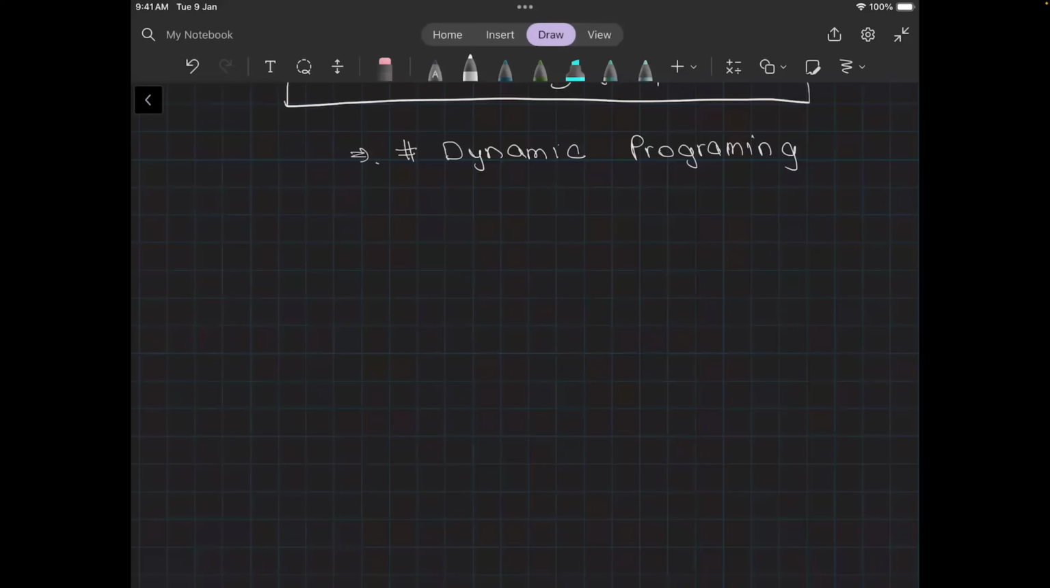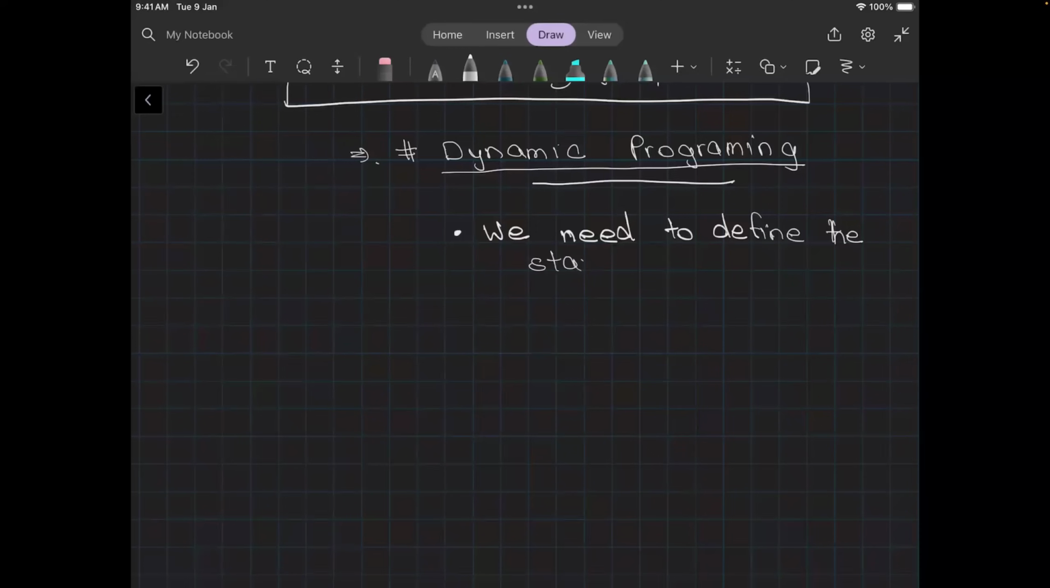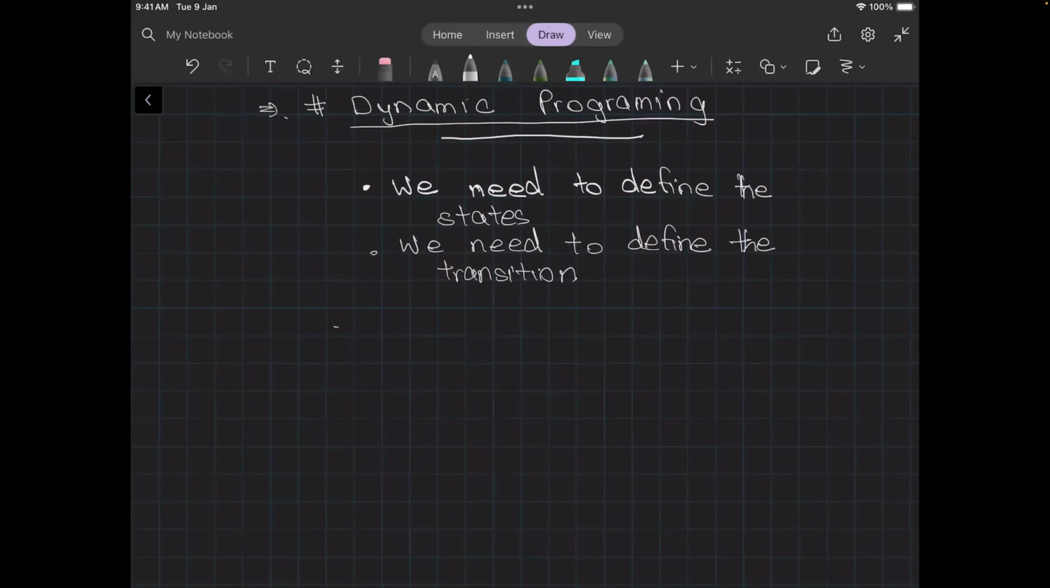What am I trying to say? For any dynamic programming solution, guys, the first thing that you need to consider is that we need to define the states. And after that, what do we need to do? We need to define the transition. Now, guys, what are we expected to count? We are expected to count the number of ways to reach stair K.